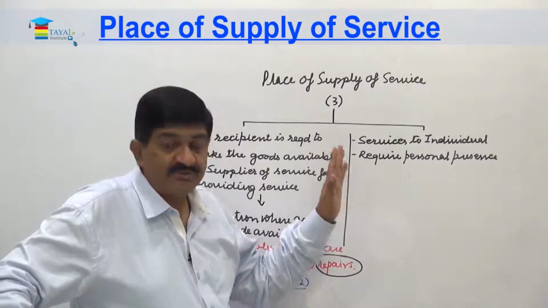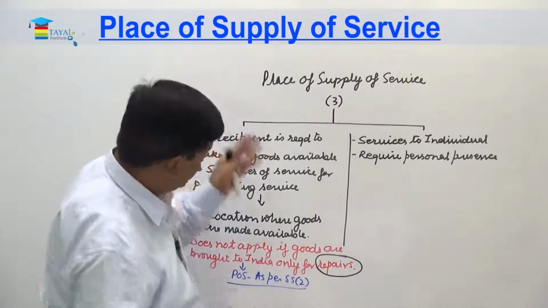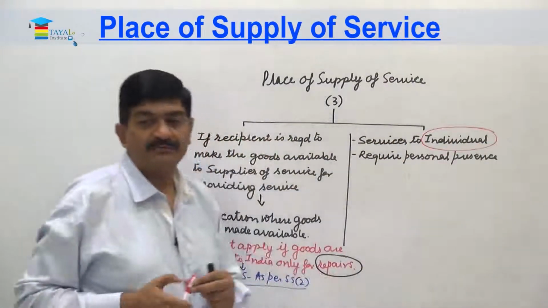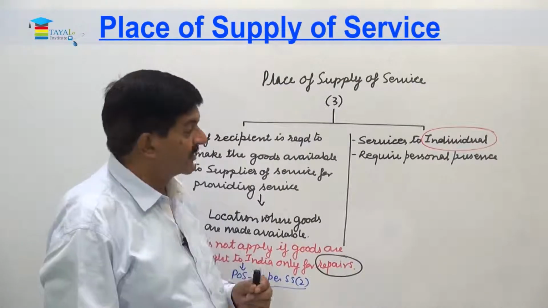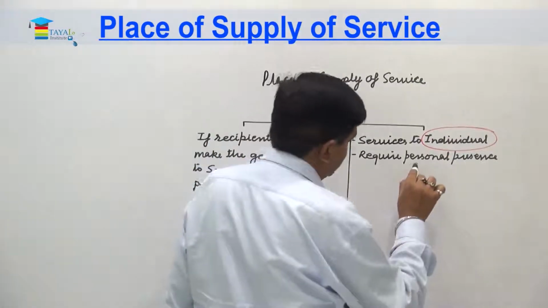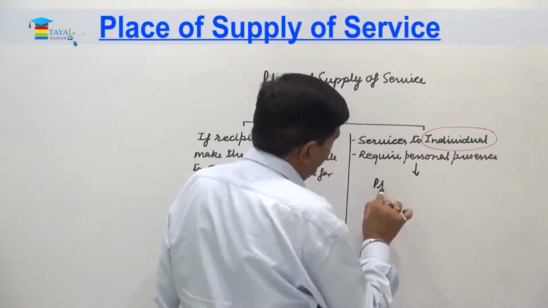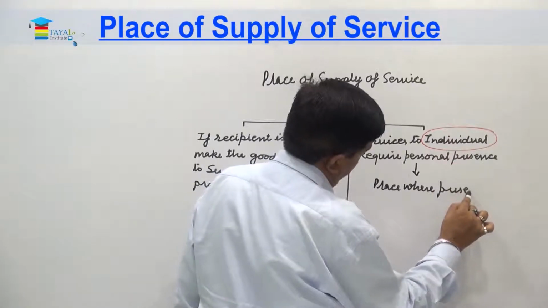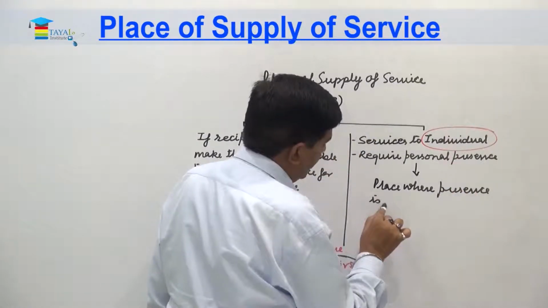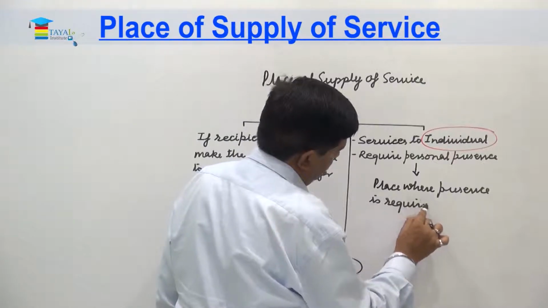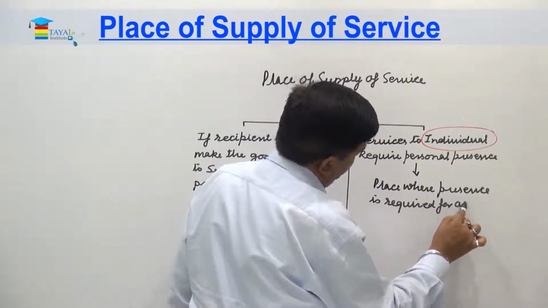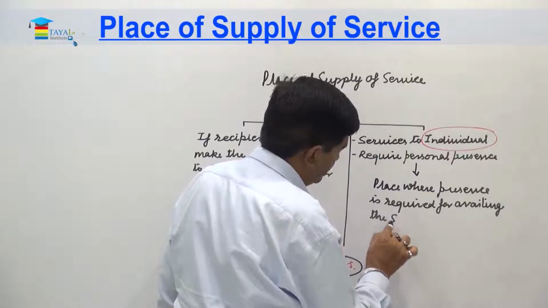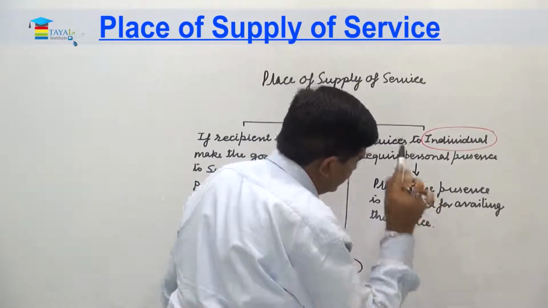So all the services which are given to an individual, whosoever it may be, but here it is important, services given to an individual, right? So wherever his presence is required, this is the place where presence is required for availing the service.